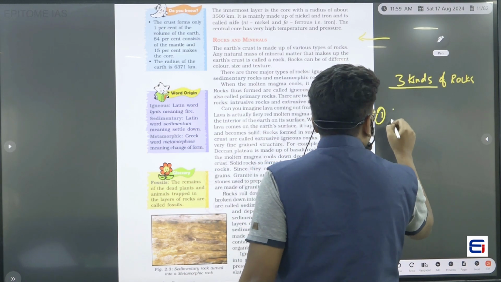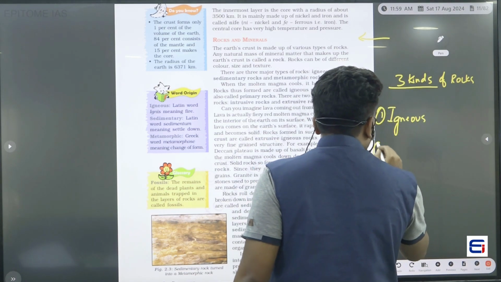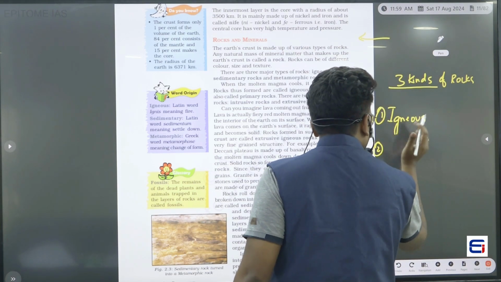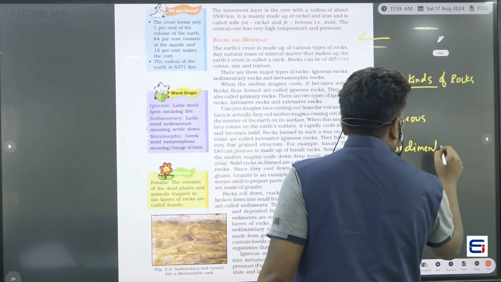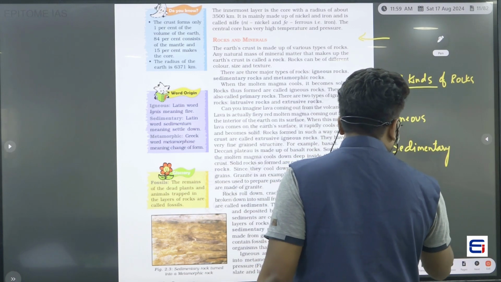First one is igneous rocks. Second one is sedimentary rocks. Third type of rock is metamorphic rock.